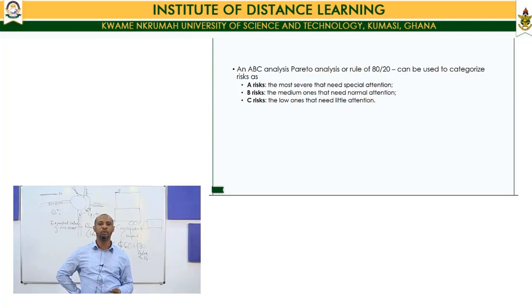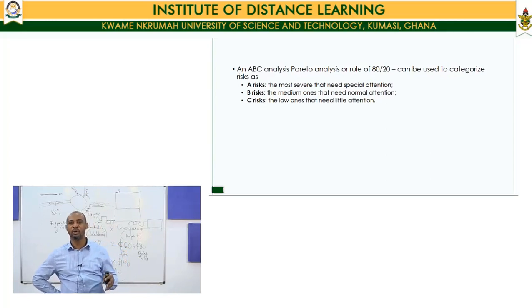So, you can do an ABC analysis of the Pareto rule. Remember, I told you Vilfredo Pareto saw that 80% of the resources of Italy is controlled by 20% of the people. So it became what is called the 80-20 rule. And you can use it to classify risks as A, the most severe, that need the most attention, B, the medium ones that are normal, and C, the ones that need little or no attention at all.